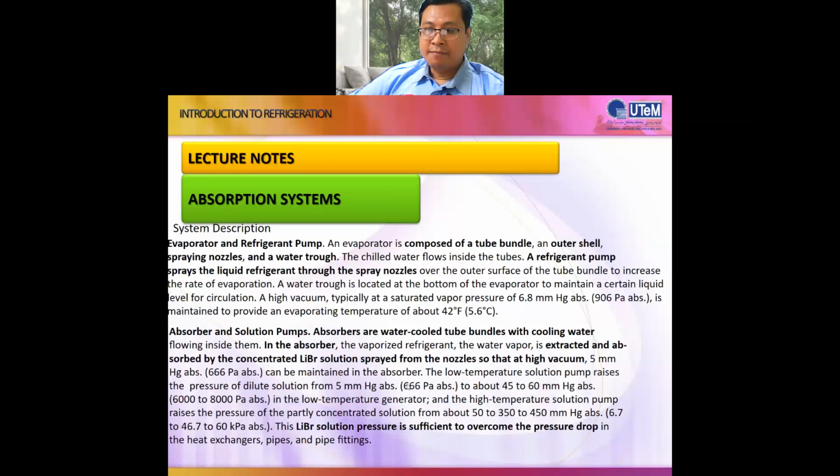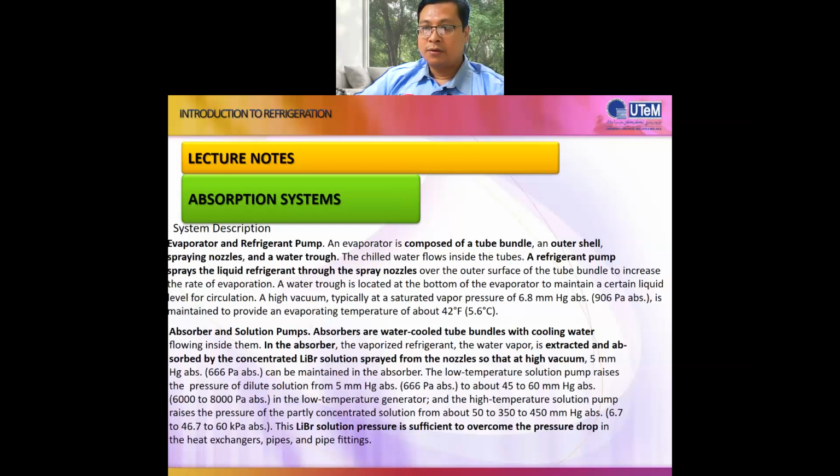Absorber and solution pump. The absorber is a water-cooled tube bundle with cooling water flowing inside, and in the absorber the vaporized refrigerant, the water vapor, is extracted and then absorbed by concentrated lithium bromide solution sprayed from the nozzle, under high vacuum. As I mentioned before, we use one chemical solution to capture the refrigerant.